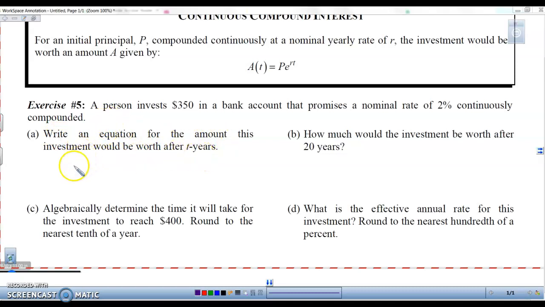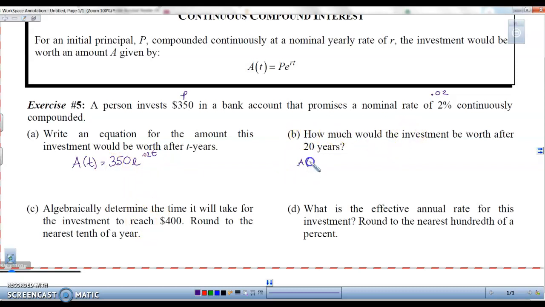So we have A of t equals your principal. A person invested $350. So that's your P right there. And then we have e to the rt. Well, your rate is 2%. 2% as a decimal is 0.02. So this is going to be e to the 0.02 times t years. So that's your formula.